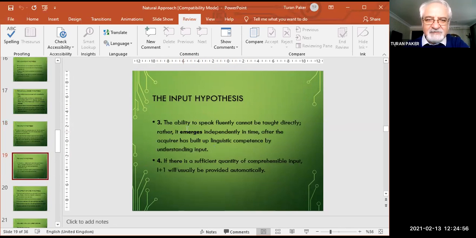And in the input hypothesis, the ability to speak fluently cannot be taught directly. Rather, it emerges independently in time with a low affective filter after the acquirer has built up linguistic competence by understanding input. So if you correct the student's mistakes all the time in the classroom, if you always give importance to accuracy, your students will delay the emergence of the target language. So it's very important that the teacher should be just like an affectionate mother.